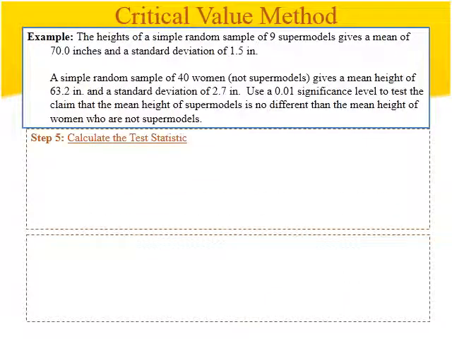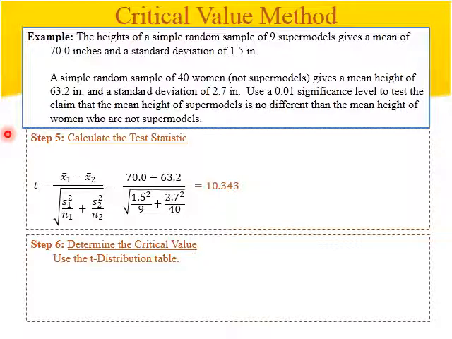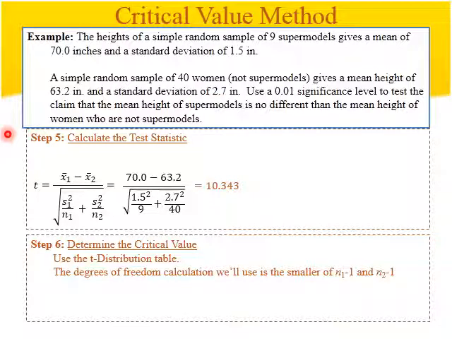So step 5, we'll calculate the test statistic, just throwing everything into the formula that we have for a test statistic for two means. And calculating this, I get a test statistic of 10.343. Now let's determine the critical value because we're dealing with the critical value method. So we'll use the t-distribution table, and first of all, let's get the degrees of freedom. Of course, it's the smaller of n1 minus 1 and n2 minus 1.